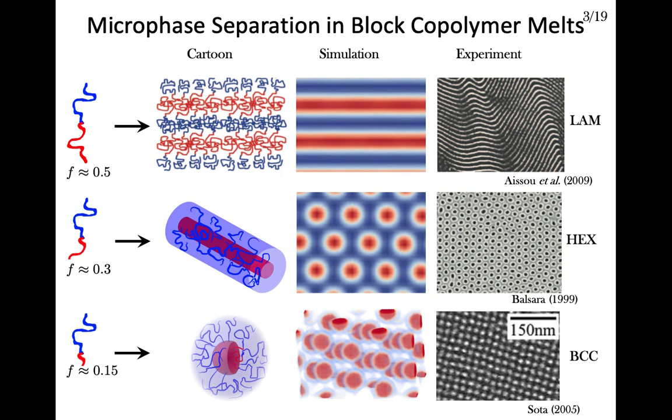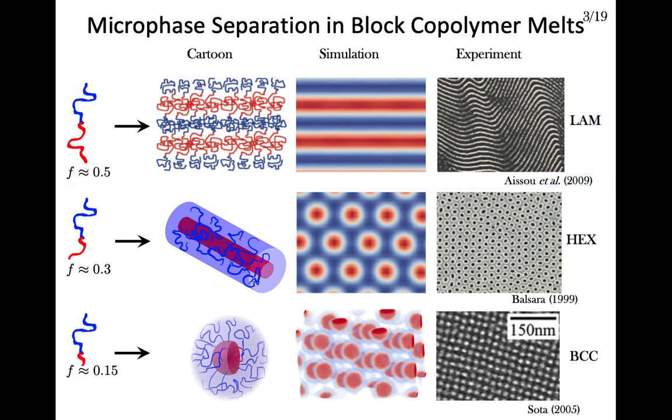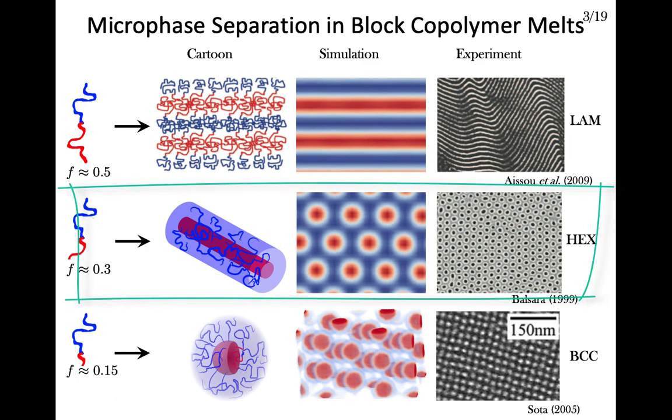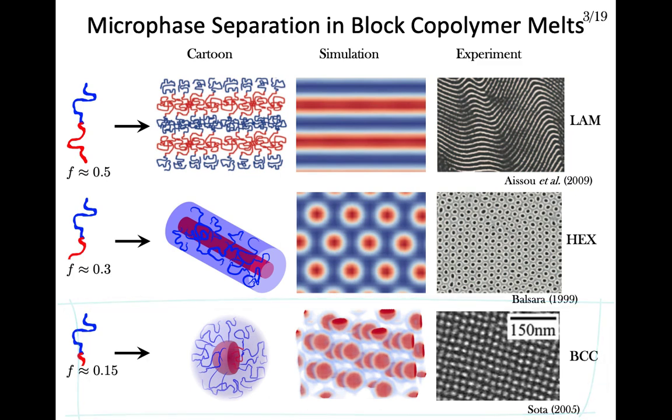But unlike oil and water, the monomers in copolymers are bonded together so they can't completely separate, that is, macrophase segregate. Instead, they microphase segregate, that is, they form these small periodic structures on nanometer length scales. Which structures form depends on the relative size of the blocks. When the blocks are of equal size, they form layers. When they're of different sizes, the smaller block tends to form a small domain embedded in a matrix of the bigger block. If there's a little difference in the size, they can form cylinders. If the minority block is much smaller, they tend to form spheres.